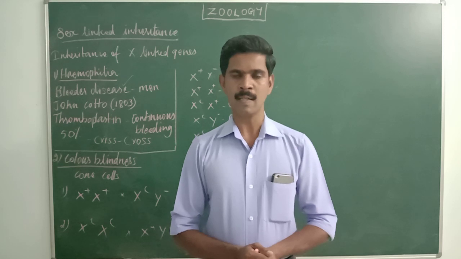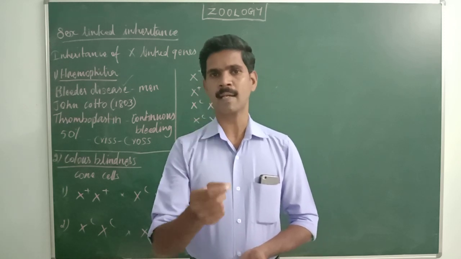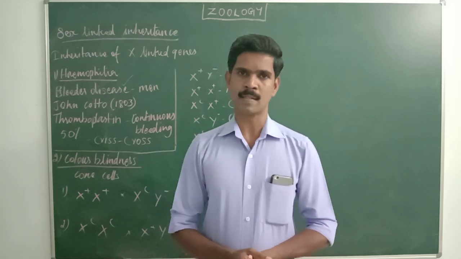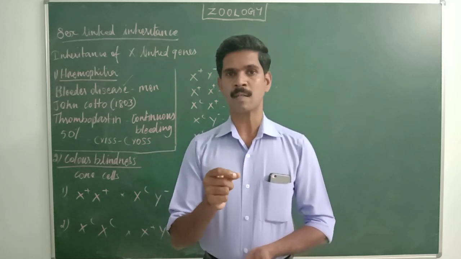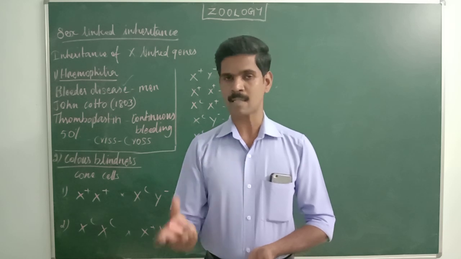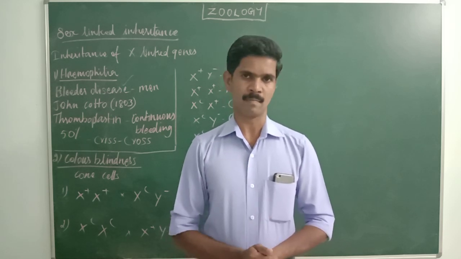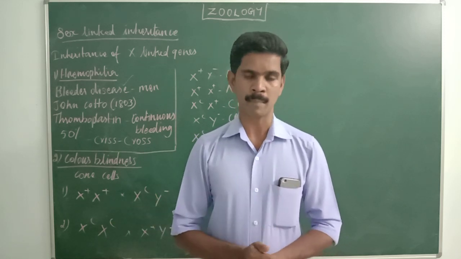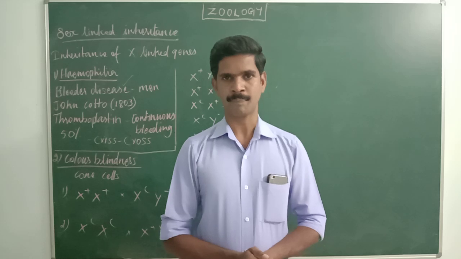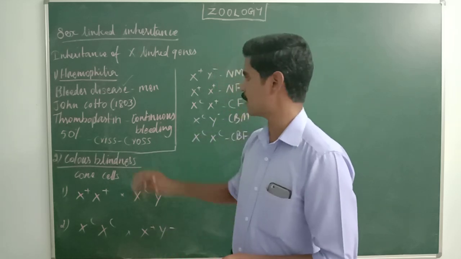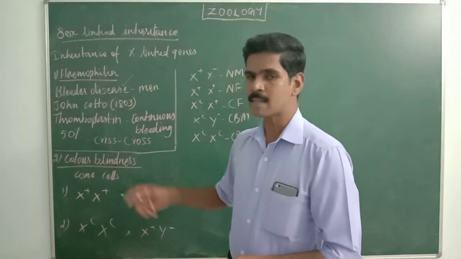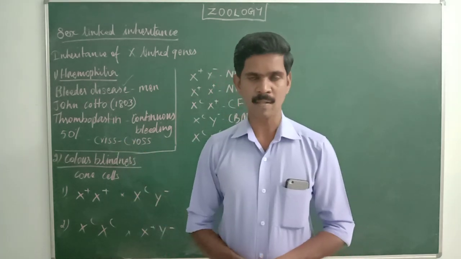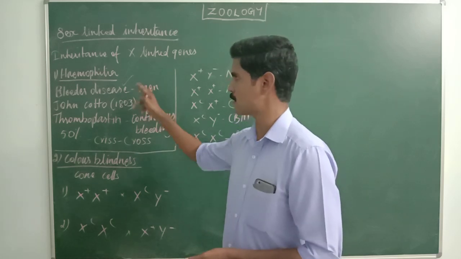Females are always the carriers of this disease. Carrier means transferring from one generation to the next generation. 50% of the female carriers transmit this disease to their sons. 50% of this disease is transmitted to the son from the carrier mother. And the last point: this disease is one of the examples of the crisscross pattern. So that's all about this first disease.